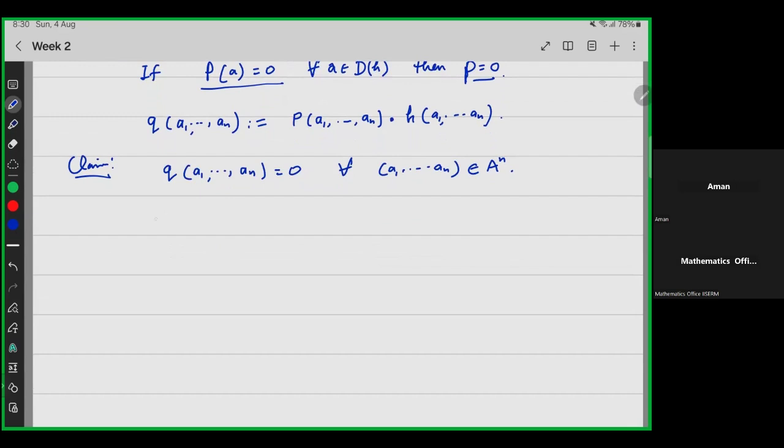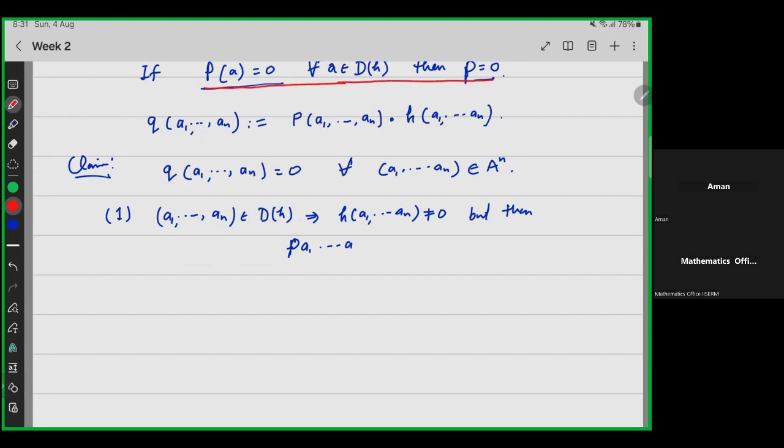Why? There are two possibilities. In the first case, (a1, ..., an) belongs to D_h, then h(a1, ..., an) is not 0, but then p(a1, ..., an), I'm underlining this, is 0 on D_h.